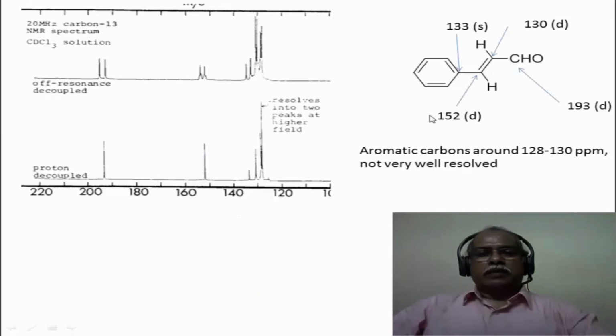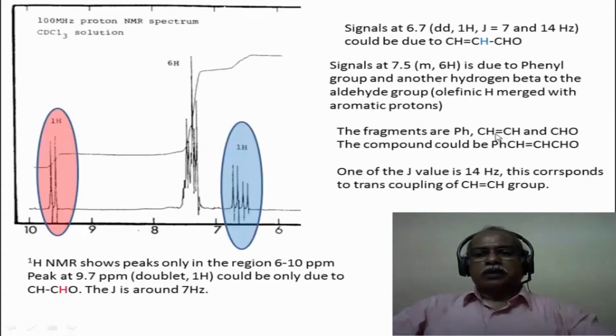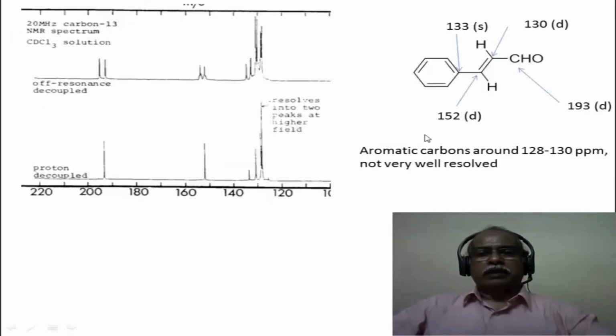If you look at the carbon-13 spectrum, from these fragments one comes to the conclusion that the molecule is probably cinnamaldehyde, which is phenyl-CH=CH-CHO. Let us confirm it by carbon-13 also. In the carbon-13 spectrum, the aldehyde comes at 193 ppm, which is a doublet in the off-resonance spectrum because of the CH bond which couples with the carbon. The hydrogen couples with the carbon to make it into a doublet.